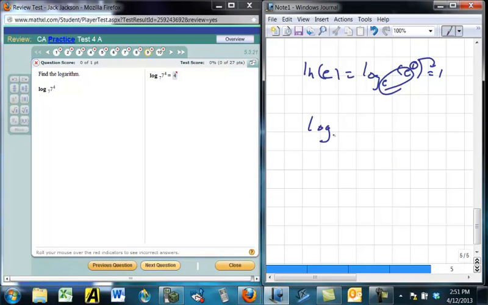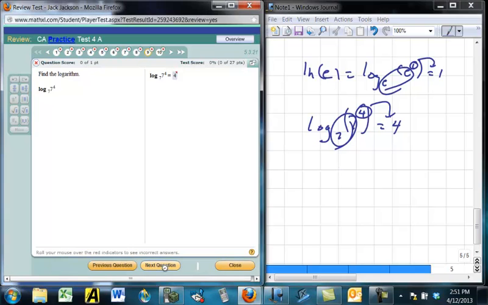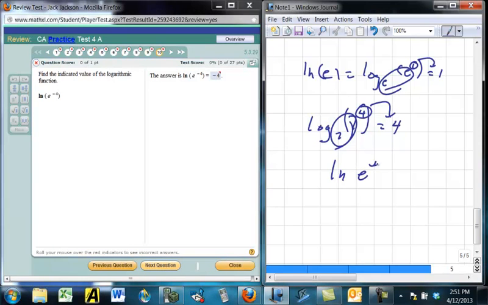Similarly, when we say log base 7 of 7 to the 4th, same base here, the power is the answer, 4. 7 to what power is 7 to the 4th? Well, 4. Ln of e to the negative 4, again, the bases are the same here, so the power is the answer, negative 4.